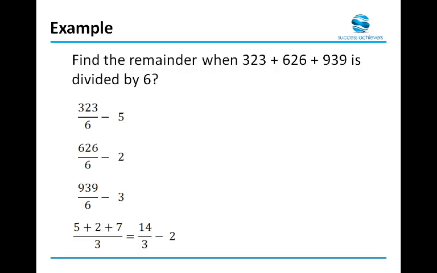Okay, so the remainder in this case, that is, I got 5 plus 2 plus 3, which is 10. 10 divided by 6, the remainder is 4. There's a mistake, the answer is not 2, the answer would be 4.